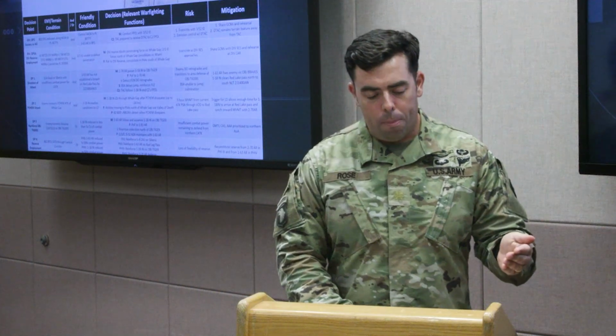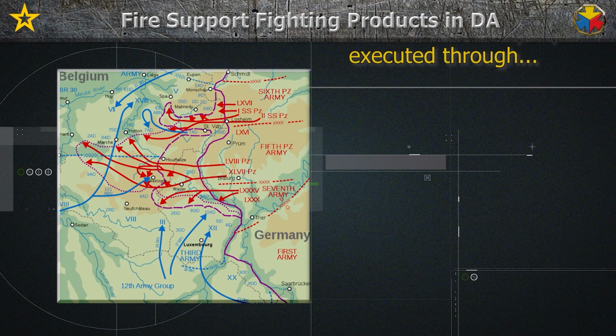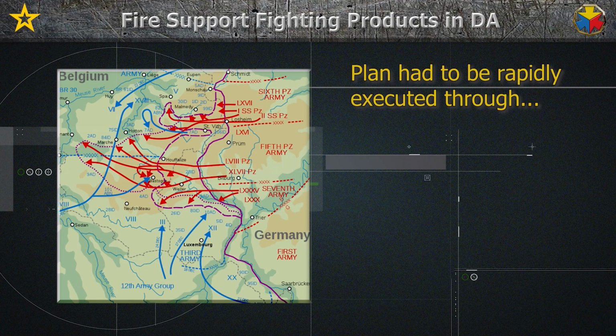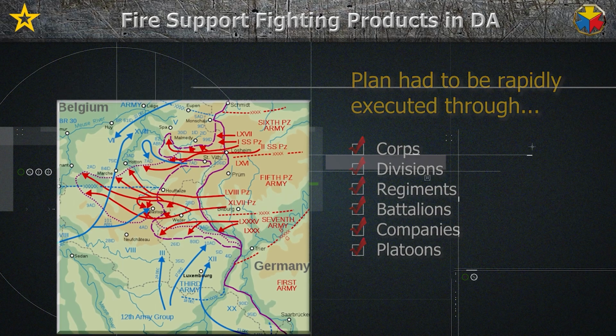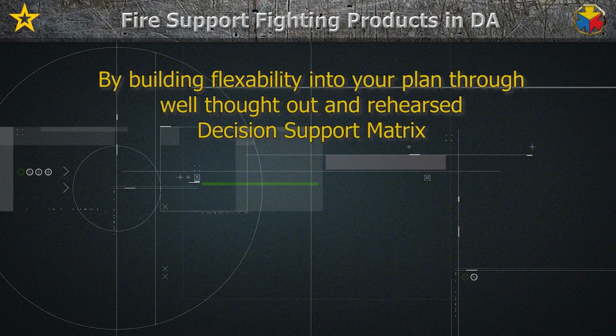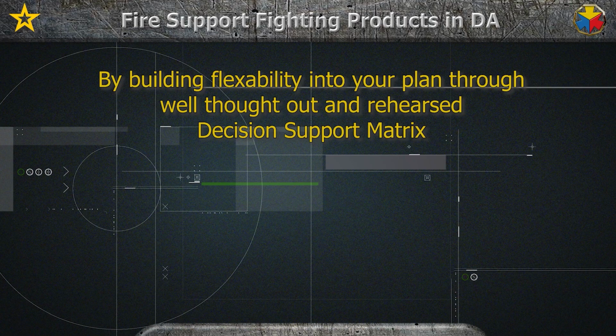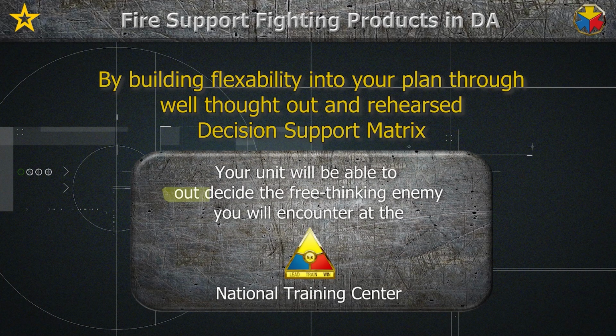Just remember the Third Army example. When Patton turned his army north, that plan had to be rapidly executed through corps, to divisions, to regiments, to battalions, to companies, and finally down to platoons. It was an incredible feat of flexibility. By building flexibility into your plan through a well thought out and rehearsed decision support matrix, your unit will be able to out-decide the free-thinking enemy you will encounter at the National Training Center, or if called to, in combat.